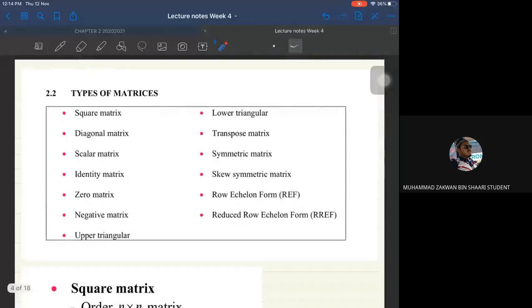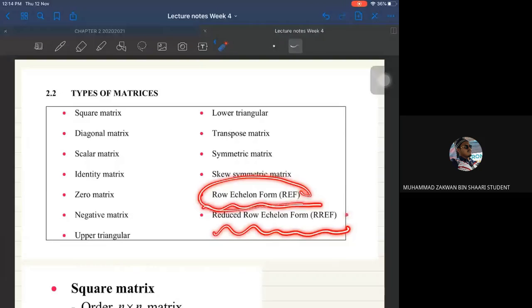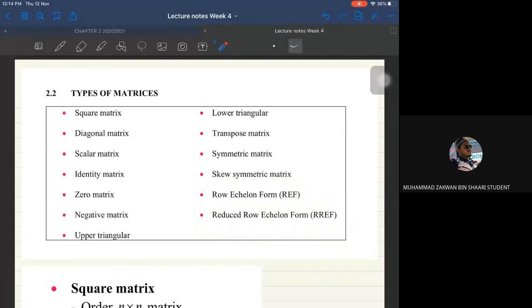Okay, so next, this is a type of matrices. Okay, for the first 1, 2, 3, 4, 5, 6. Yang ni mudah je. So saya akan pergi sangat laju lah yang ni. Okay. Because I'm going to explain for this one in more detail. Yang ni yang selalu student susah nak faham. Okay. So if I am too fast, stop me.